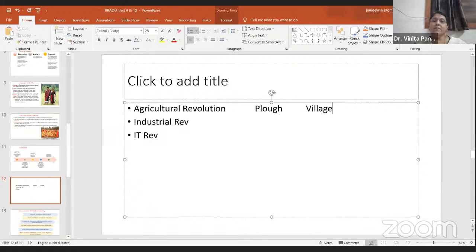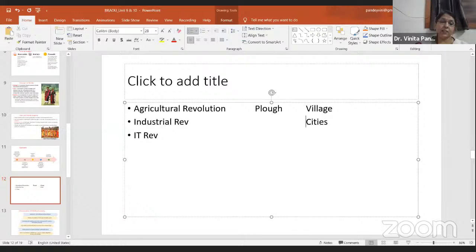Now you may be wondering, Vinita, why are you talking about all these things in an anthropology class? We have to understand these basics of the evolution of human society if we have to understand tribal economy. So when I talk about the agricultural revolution, plow, village, and the industrial revolution, we all know that the invention of steam became very important, which supported the industrial revolution. And the industrial revolution led to the formation of cities.